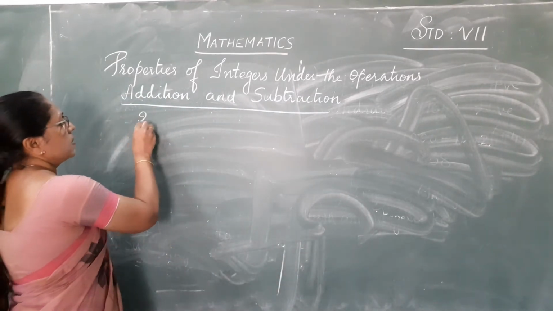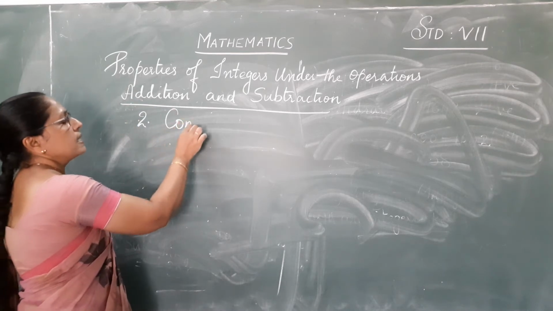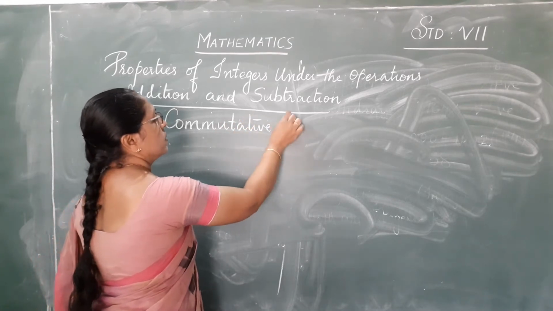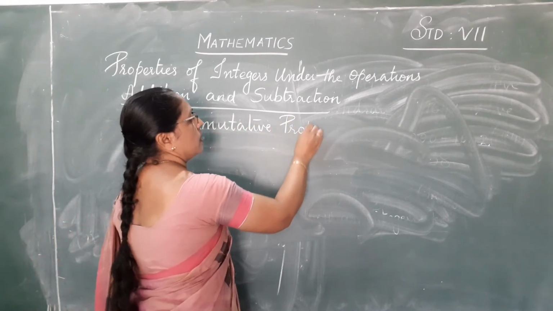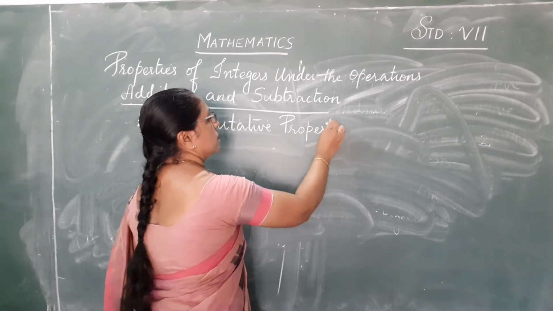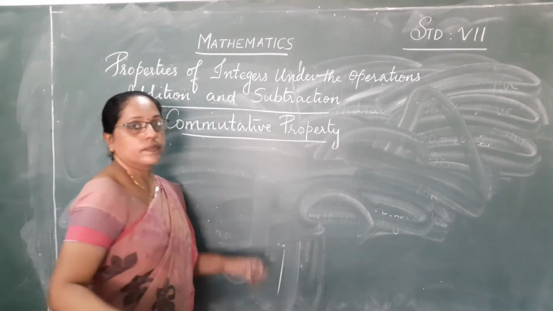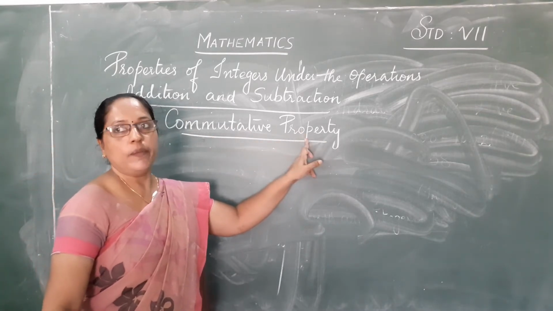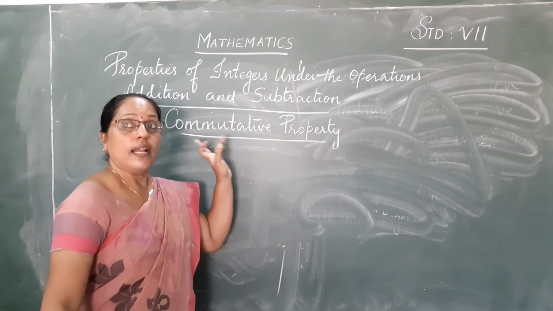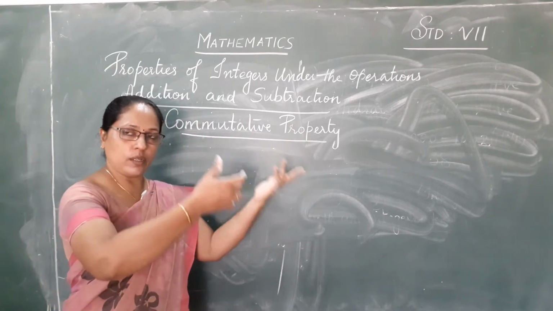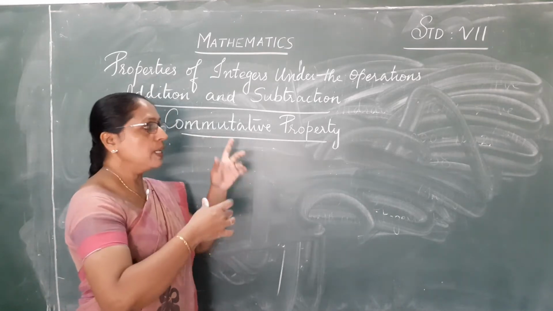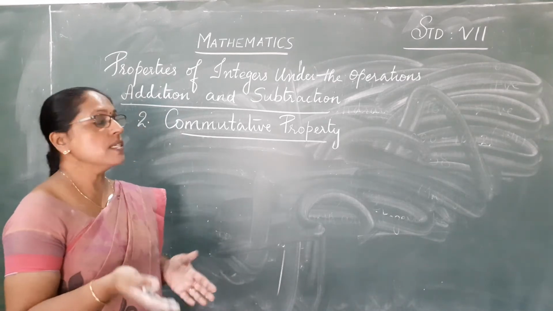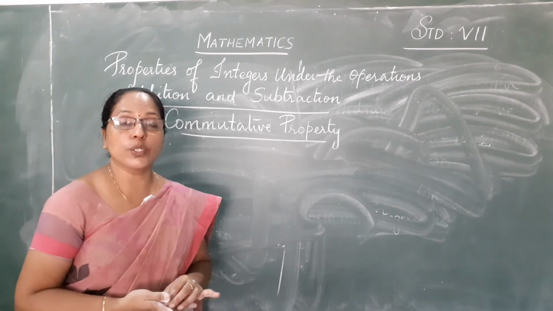The second property is commutative property. What's the property name? Commutative property. What is commutative property? Commutative property is, just like in closure property we said, when we add two integers in any order or subtract two integers in any order, the answer should be the same.